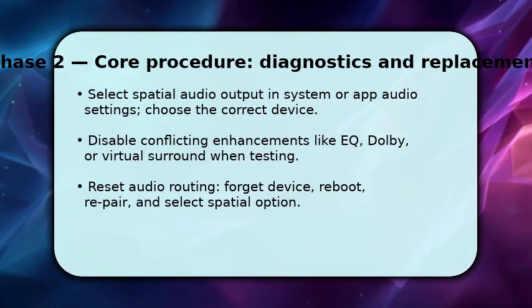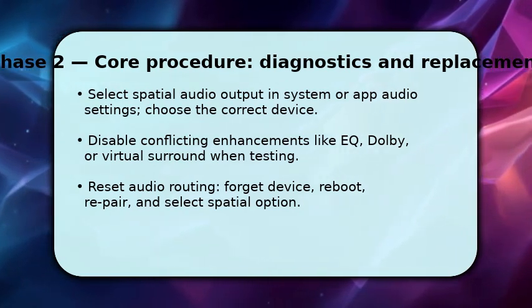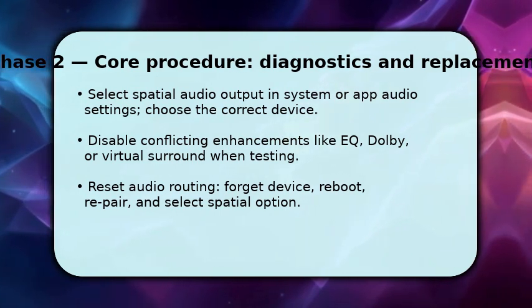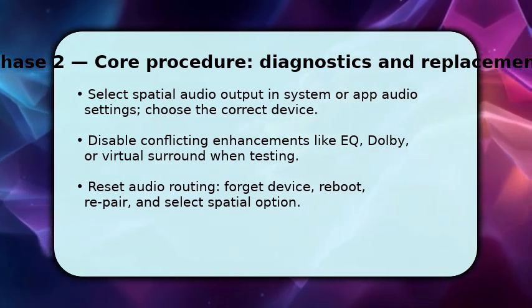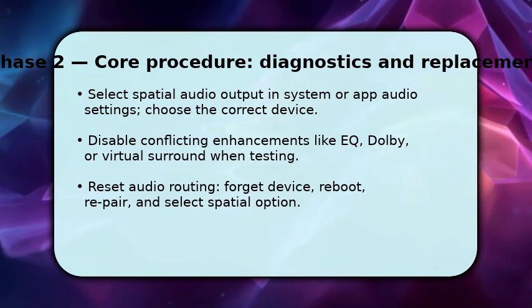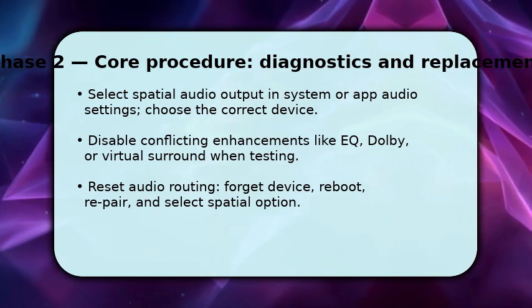Next, adjust settings precisely so spatial audio becomes available. Open the system or app audio settings and explicitly select the spatial audio output for the paired device. Do not assume automatic switching. Then, temporarily disable other audio enhancements, EQ, Dolby, Virtual Surround, because they can block the spatial stack.